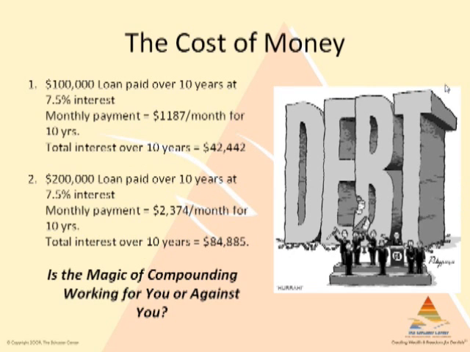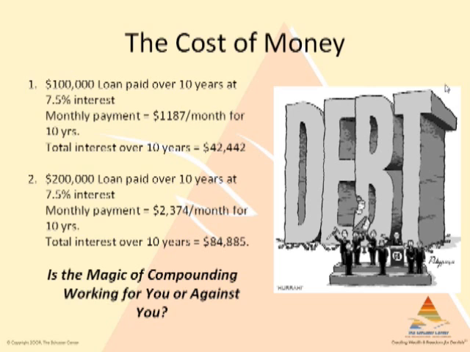A couple comments on the cost of money. You can look at these numbers maybe quickly, but a $100,000 loan, if you pay it off over 10 years at 7.5% interest, your monthly payment is going to be $1,187 a month for 10 years. The total interest over the life of the loan is $42,442. If you go for the bigger model, bigger, faster, whatever you're going to get, and you double your loan, you can see that the monthly payment is twice as much and you're paying a significantly greater amount of interest.